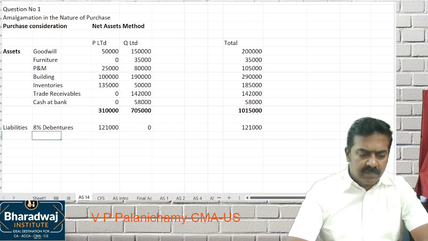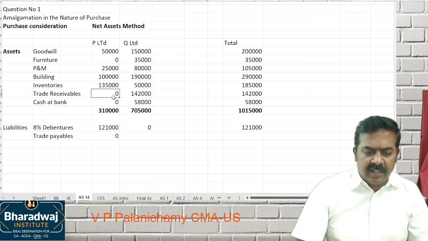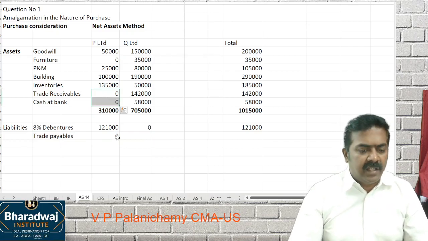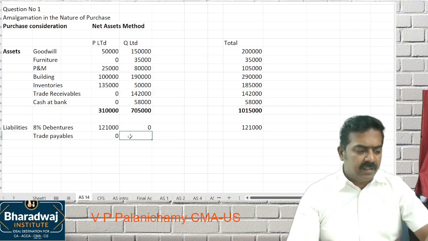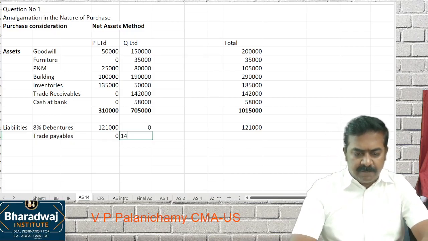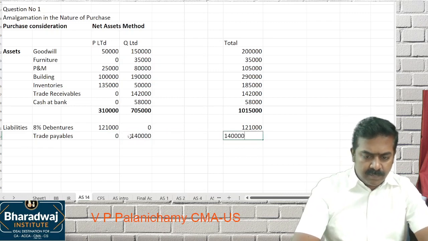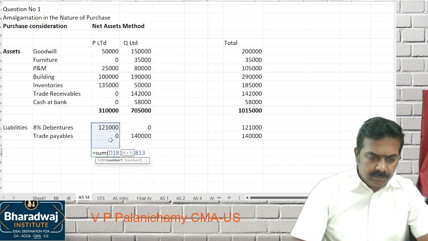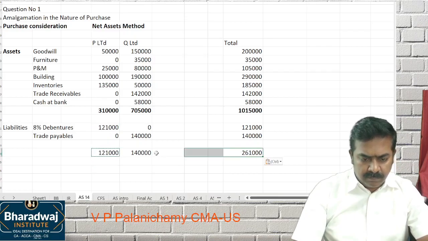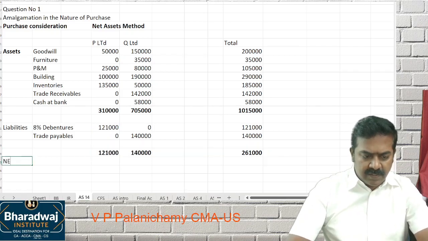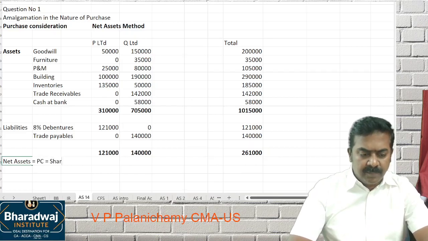1,21,000. Then trade payables. P Limited will not be taken over because they collected trade receivables, cash and bank they retain. With that, they have to take care of paying trade payables. So that is not taken over by the purchasing company. The other one, 1,40,000. So this is the total of liabilities taken over. So net assets become purchase consideration, that becomes share capital.